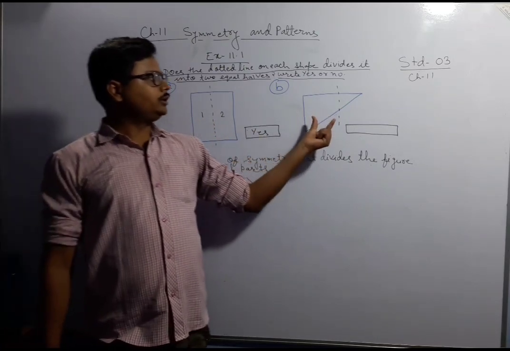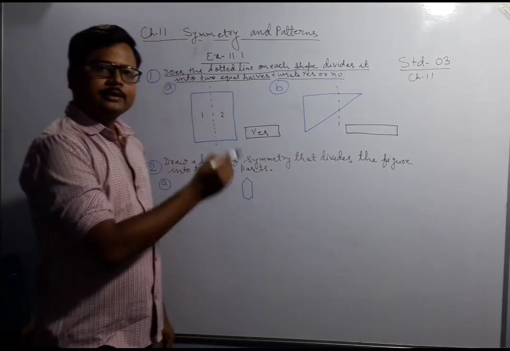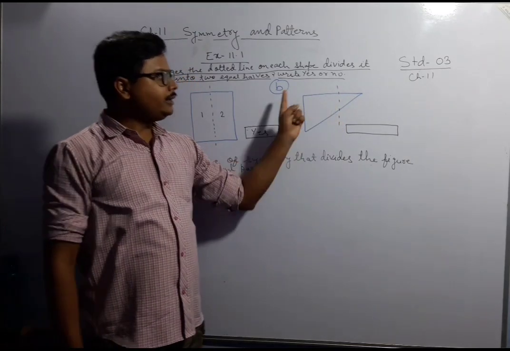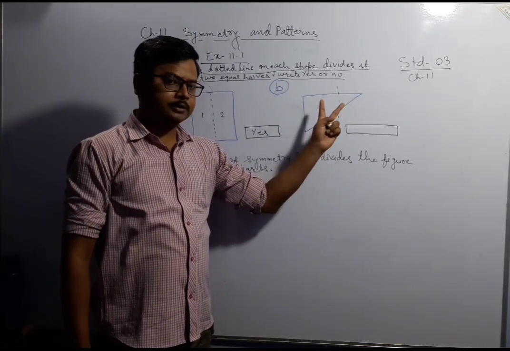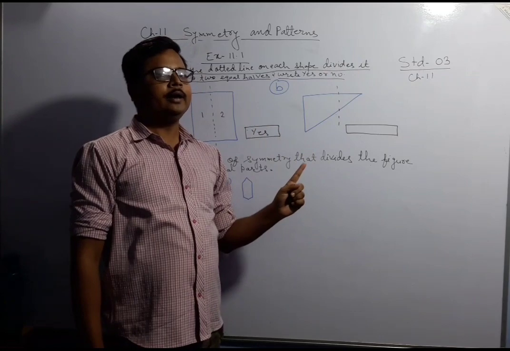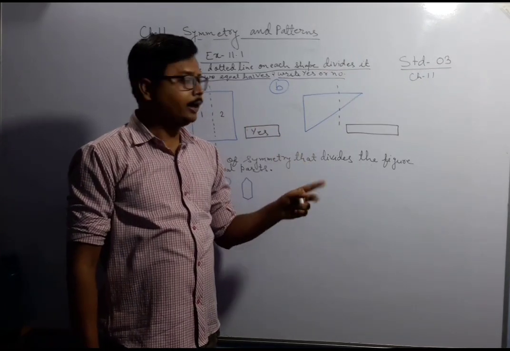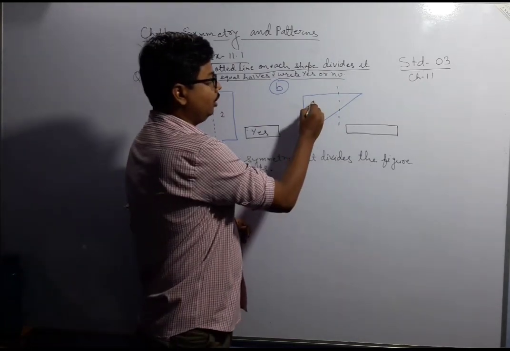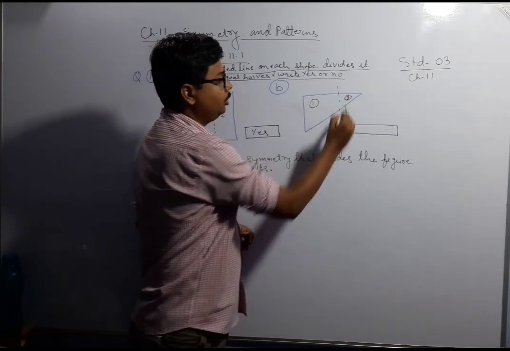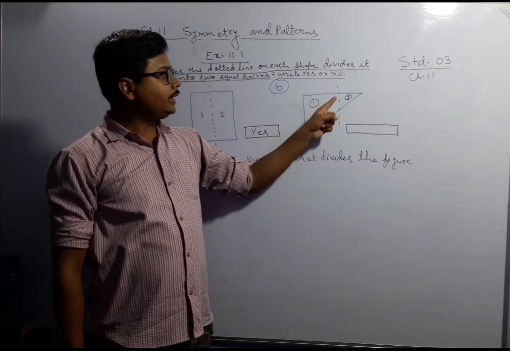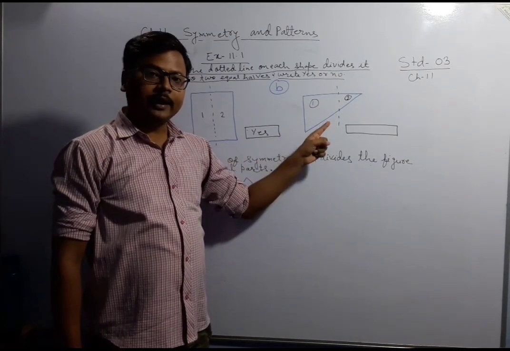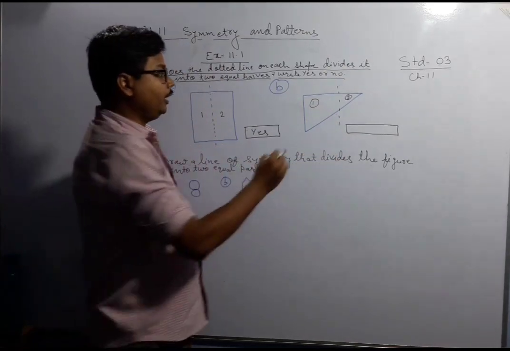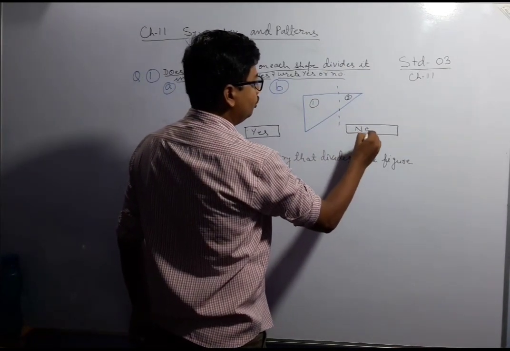Now come to this figure, question number B. As you can see here, a line is drawn and this line divides this figure into two parts, but it is not dividing it into two equal parts. As you can see, it is divided into two parts, 1, 2, but you can see clearly that this line doesn't divide this figure into two equal parts. So we will write here no.